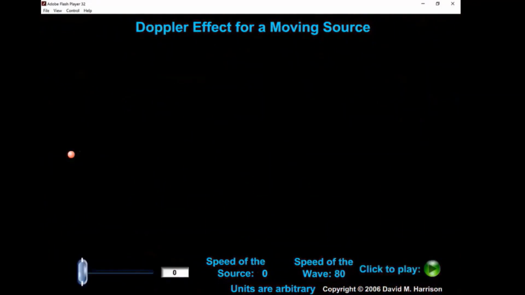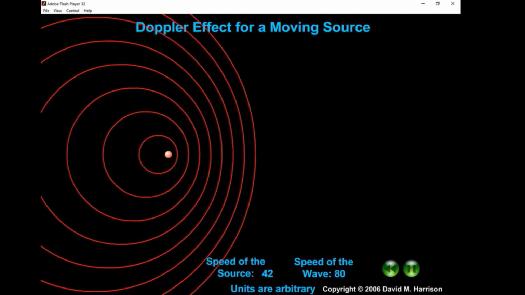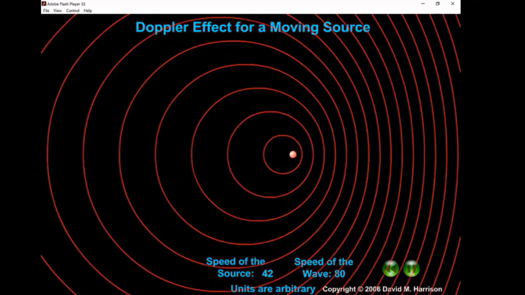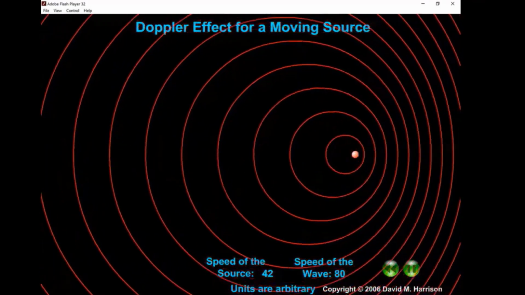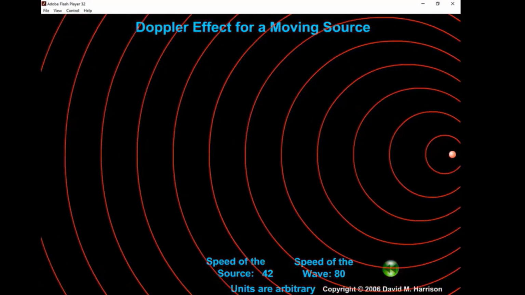Then I'm going to play it again, and this time I'm going to set the source in motion. What we see now is that effect which causes the Doppler effect, which is that the source is catching up to the previously emitted waves. So in front of the source, the crests are closer together, and that's perceived as a higher pitch sound. And behind the source, the crests are further apart, corresponding to a lower pitch sound.